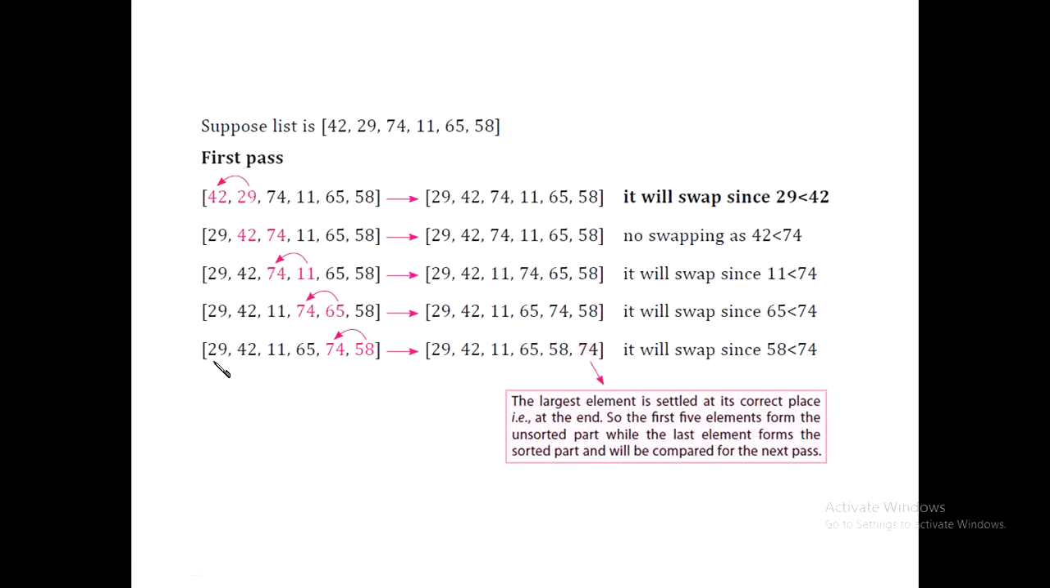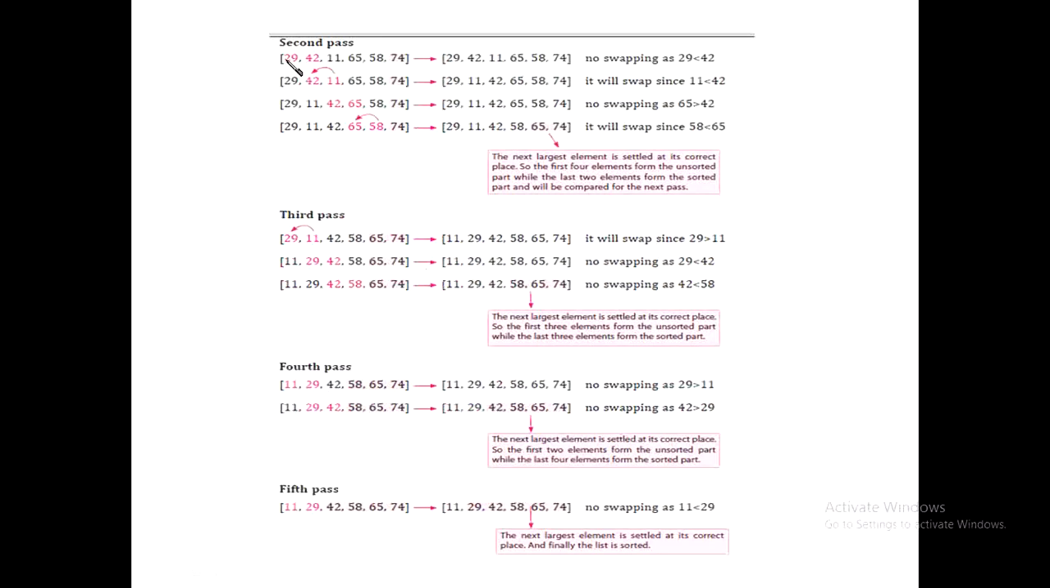So this is the first time, or first pass. After completing the first pass, we have received this list: 29, 42, 11, 65, 58 and 74. So this list will be written into the second pass like this. Same list I have written. Now in the second pass, the same process will be applied as in the first pass.